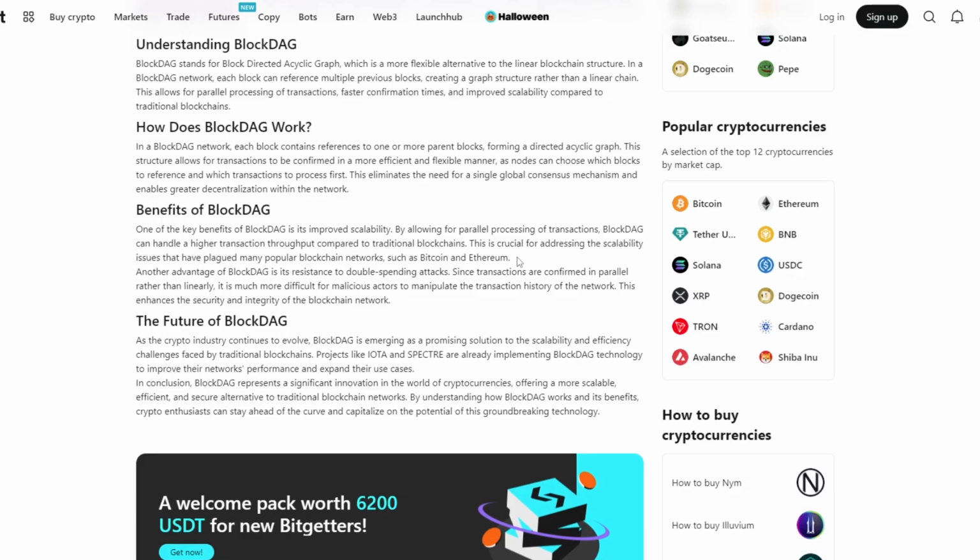So you can scale a lot more on a BlockDAG just because you can have more blocks that reference backwards. So you don't have to necessarily have a linear 1 block, 2 block, 3 block, 4 block. You can have one and then 2 blocks in parallel that can reference back to 1 block. And this improves the scalability of the network.